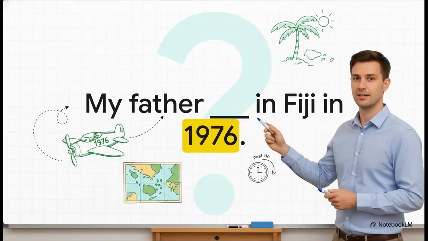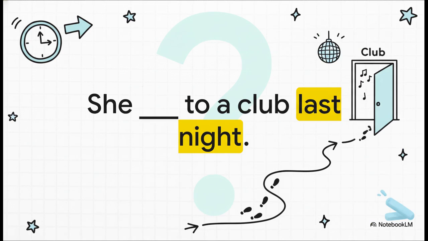Next one. My father blank in Fiji in 1976. Is it A, live, B, living, or C, lived? That's a specific time way in the past, so the answer is C, lived. Perfect.